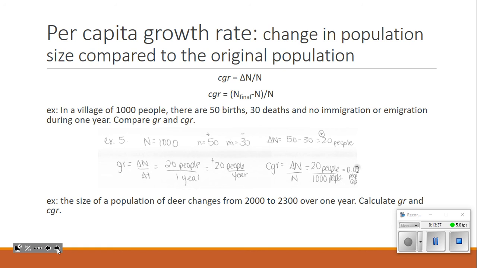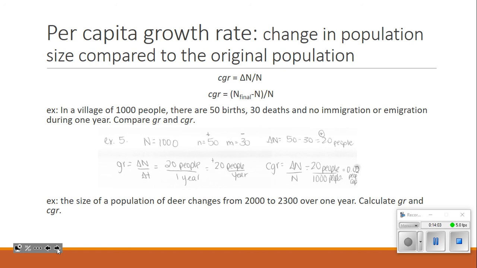So I can calculate growth rate. It said it was over 1 year. And if I want to calculate growth rate, I take delta N, the change in the population. Not the total population, but the change. In this case, I had already calculated it. It was plus 20 people. My time, it said that it was 1 year.